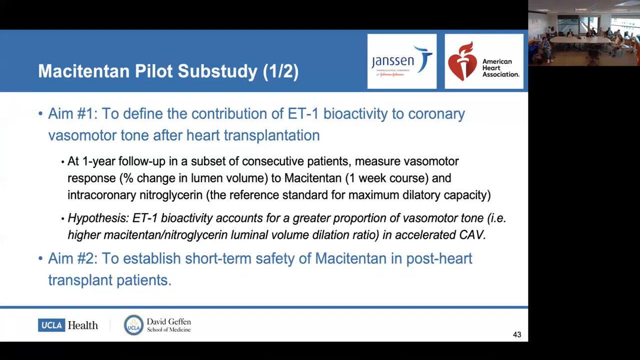And the second aim, which is equally important, was to establish short-term safety of macitentan in post-heart transplant patients. ERAs are typically not given to these patients. Pulmonary hypertension is a contraindication to heart transplant unless you're undergoing heart-lung. So we don't really have much real-world experience with giving ERAs to heart transplant patients.